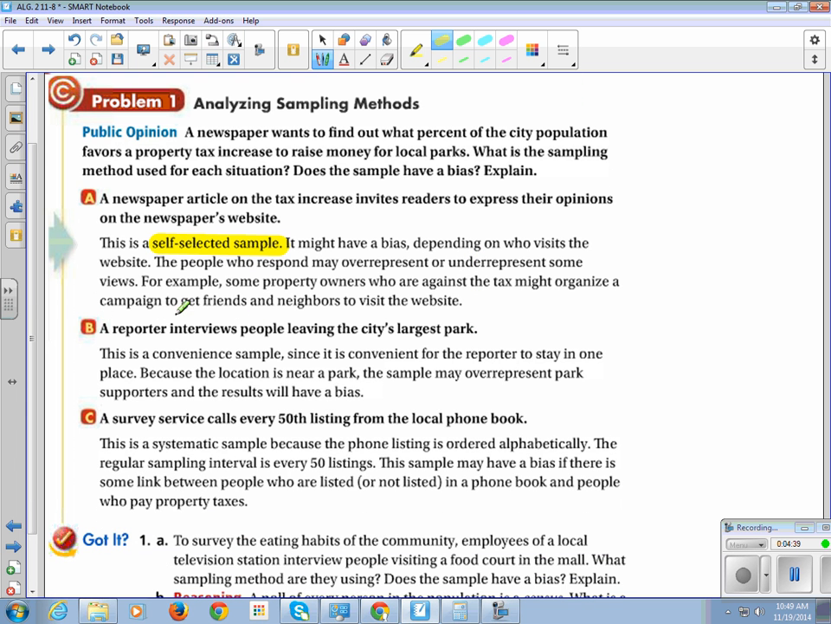A reporter interviews people leaving the city's largest park. This is a convenient sample. Since it's convenient for the reporter to stay in one place, because the location is near the park, the sample may overrepresent park supporters, and the results will have bias.